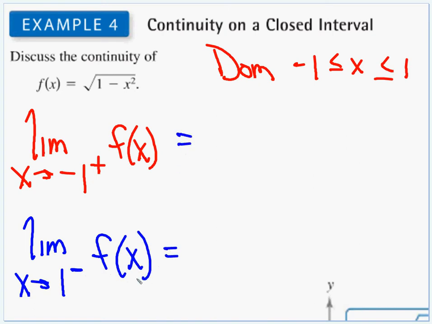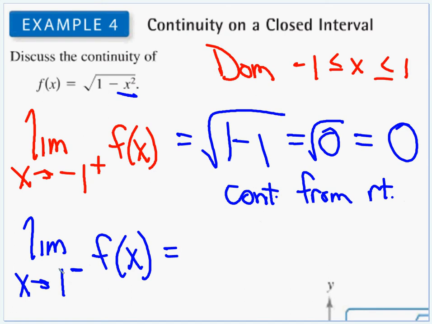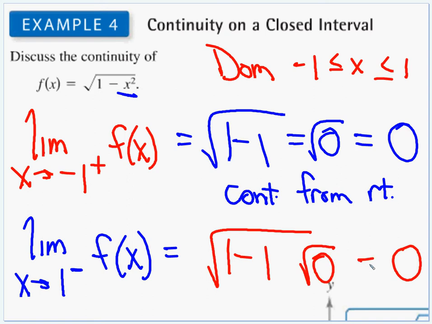And the good thing here, remember we can always just do direct sub and see what happens. If I plug the negative 1 in for x and I square it, I get 1. 1 minus 1 is 0, and the root of 0 is 0. So we are continuous from the right. As we approach positive 1 from the left, it's going to look very similar. When we square positive 1, we still get a 1 in there, so that's the root of 1 minus 1, or the root of 0. The root of 0 is 0. So now we're also continuous from the left.